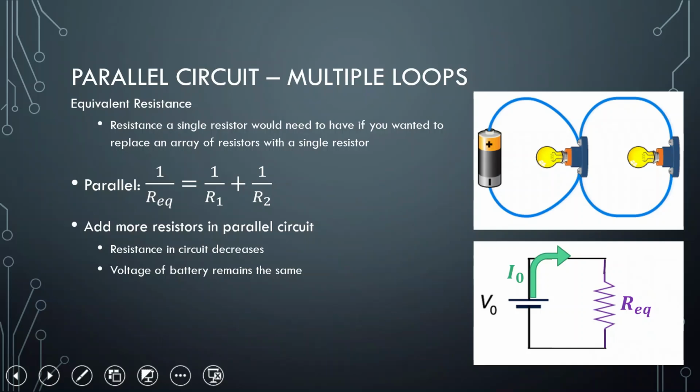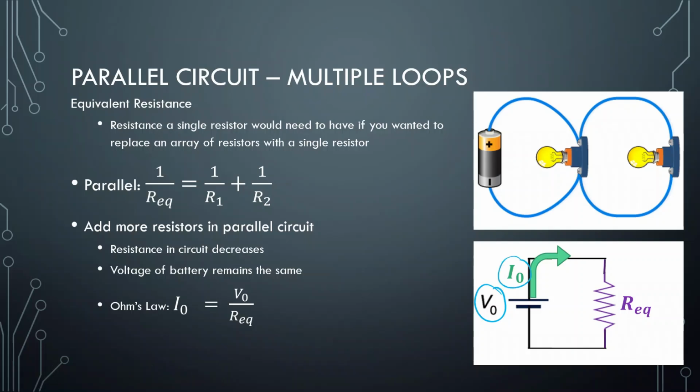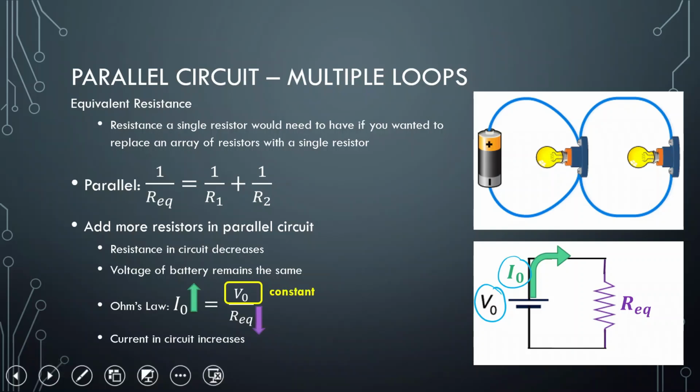Now, we still remember that the voltage of the power supply must remain the same. So when we look at Ohm's law, our current draw from the power supply is going to be V0 over REQ. So if the voltage of our source is constant, and as we add more components our equivalent resistance goes down, that's going to cause the current draw from the circuit to actually increase. So the more components we add, the more current gets drawn from the battery.